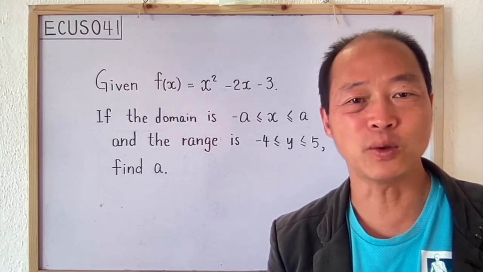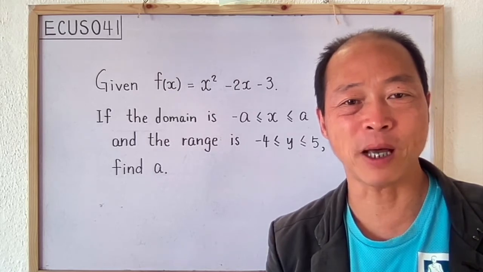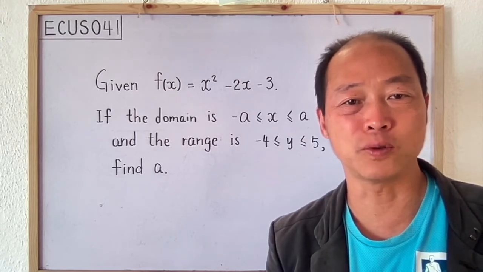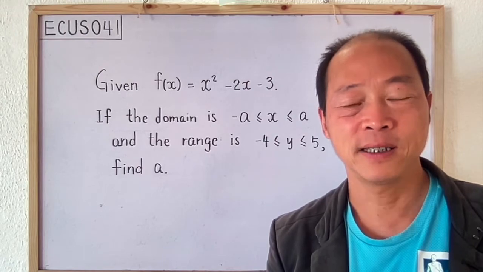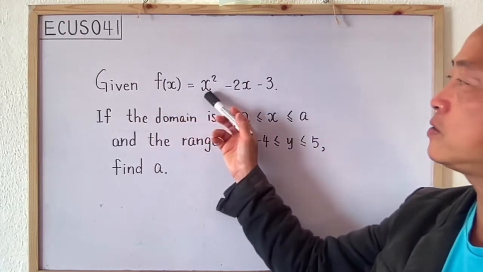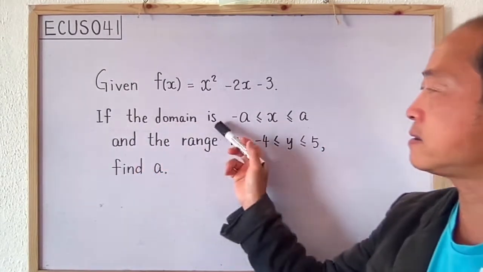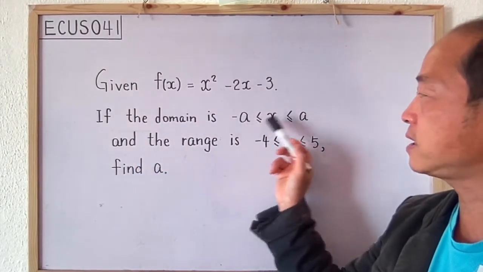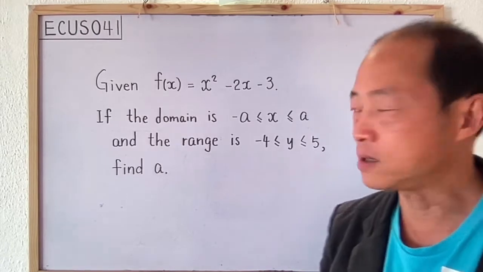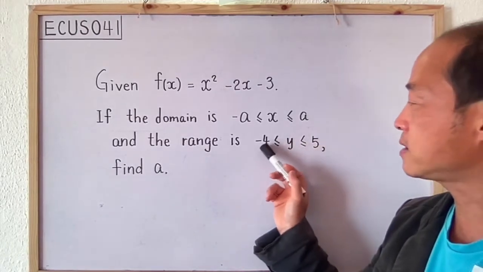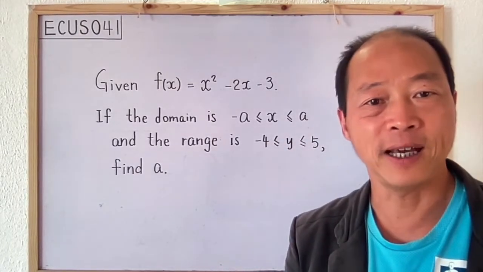In this video, we discuss a question asked by my AS level mathematics students. The question says, given f(x) equals x squared minus 2x minus 3, if the domain is x is between minus a and a, and the range is y is between minus 4 and 5, find a.